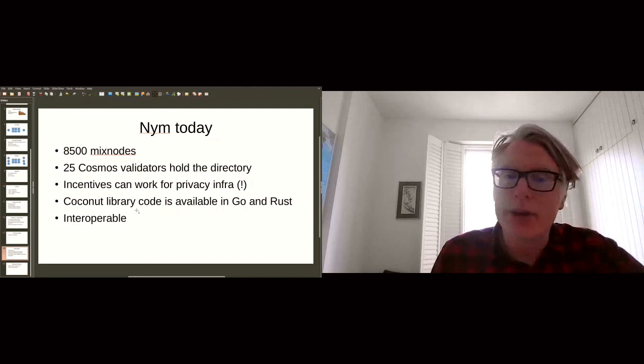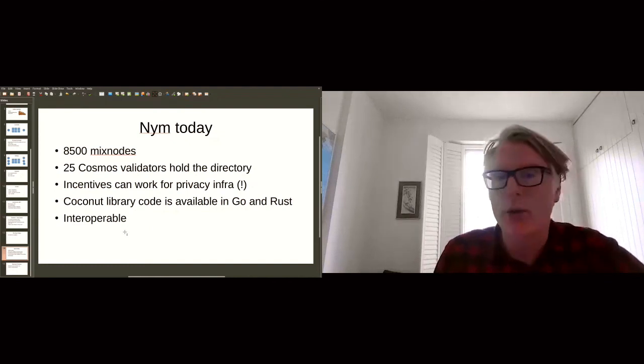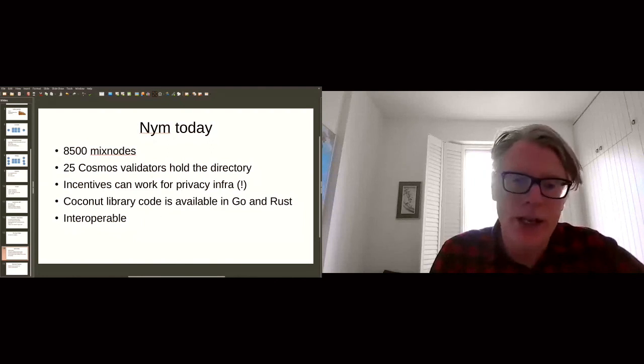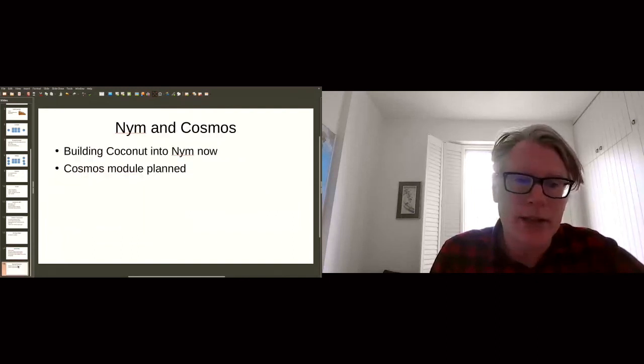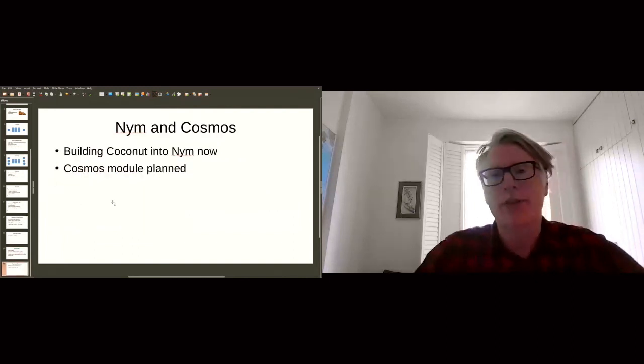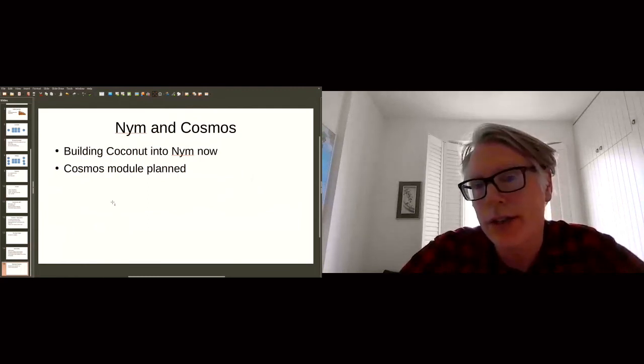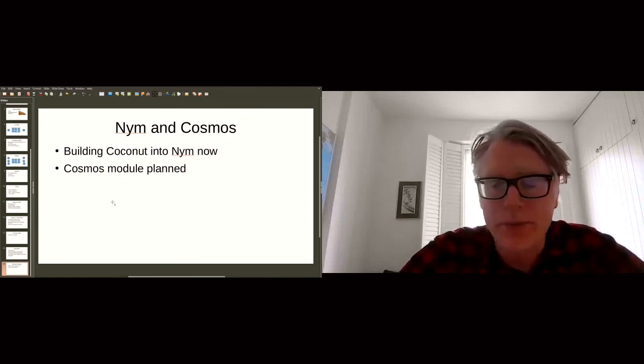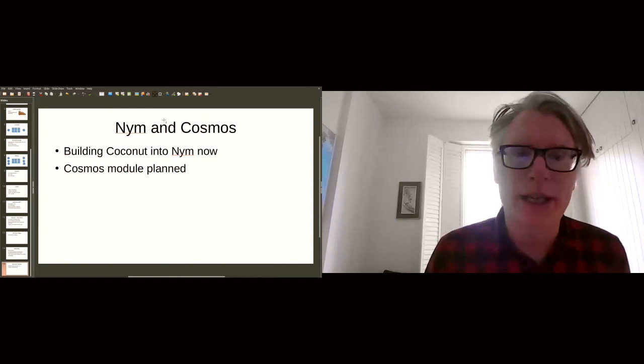The Coconut library, so we have this quite large network. We've just released the Coconut library code, which is available in Go and Rust. So that's just come out. Happily, the implementation is interoperable between both of those languages. And at the present time, we're building Coconut into the Nym system. We have plans for a Cosmos module once we get it working in our own system. So that's the basic state of play with Nym right now.